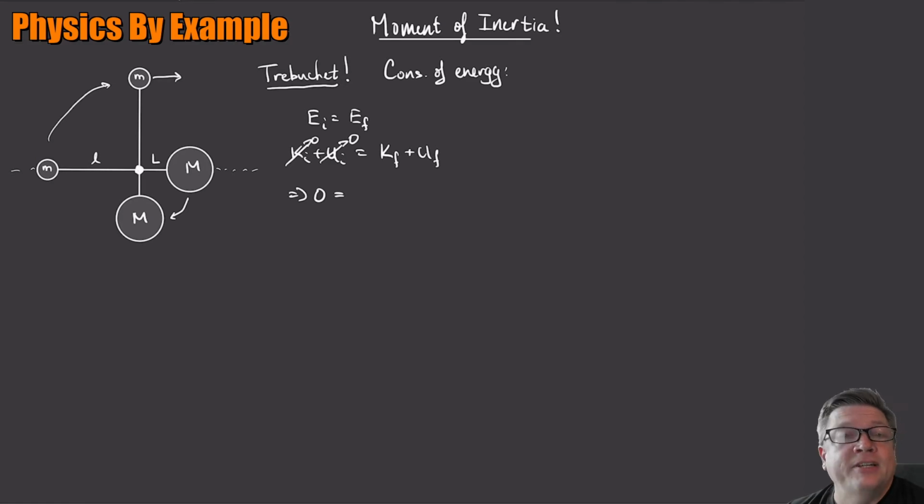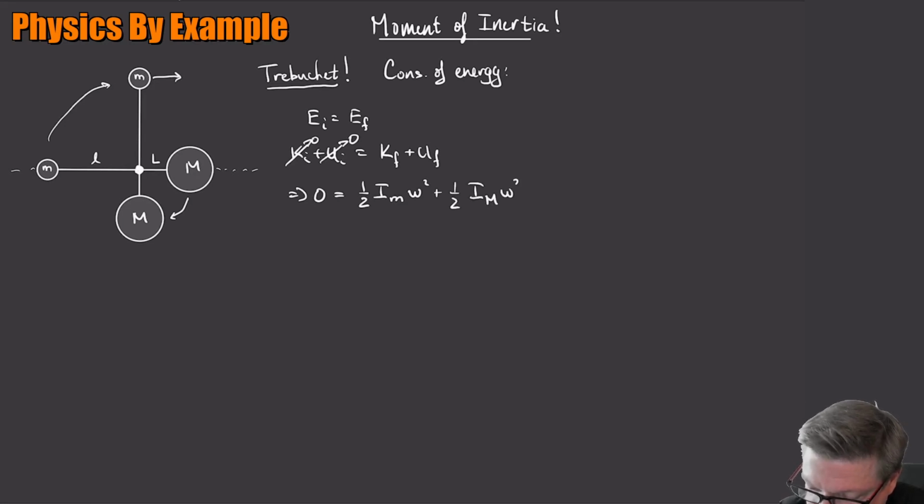Now there's two objects here, and they're both revolving around this pivot point. So each of them has a kinetic energy of rotation of 1/2 I omega squared. In fact, let me write it like this, because it's going to be different for each mass: 1/2 I for the little mass, omega squared, plus 1/2 I for the big mass, omega squared.